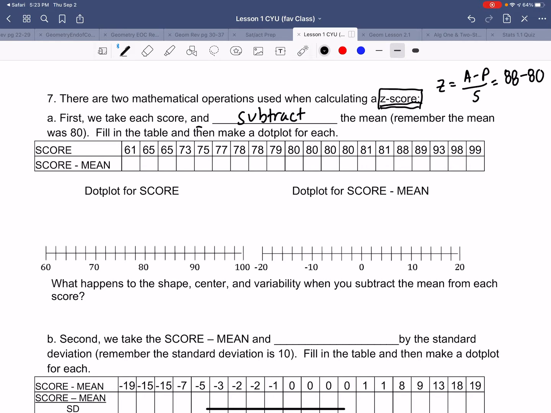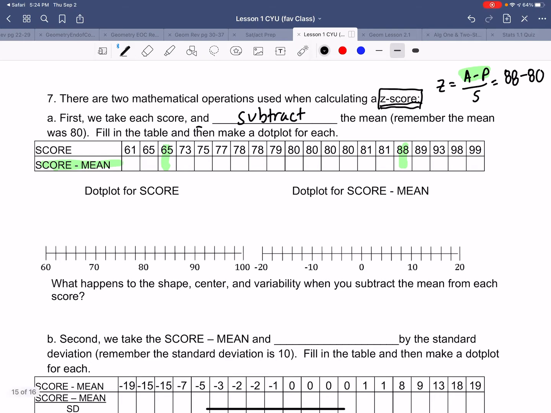Fill in the table and then make a dot for each person. So what we're doing here is calculating the top part of this, the score minus the mean, not just for Marty, and not just for Biff, but every student. So let's do that. It says fill in the table and make a dot plot for each score.